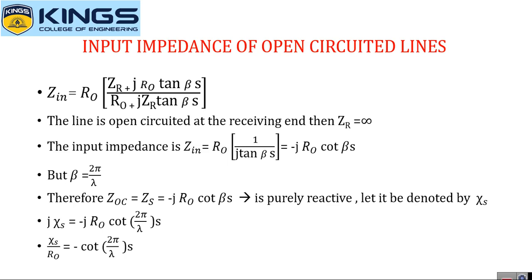So we already know that β equal to 2π by λ. So Z_OC, that is the input impedance of the open circuit line, equal to minus j R0 cot βs. So it is a purely reactive element, represented by X of s. Since it is reactive, we represent it as jX of s, which is equal to minus j R0 cot β, where we apply 2π by λ s. So here X of s by R0, the j got cancelled, so minus cot 2π by λ s.